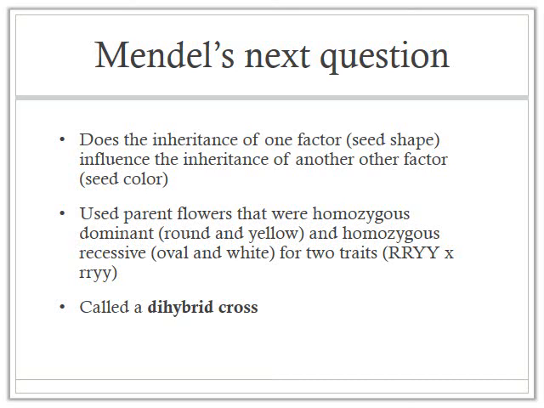he used parent flowers that were homozygous dominant, just like before, and homozygous recessive for two different traits. In this case, one breed would have round and yellow peas. The other one would have oval and white peas. And then he would keep track of both of those traits and mate them in an F1 generation and an F2 generation.